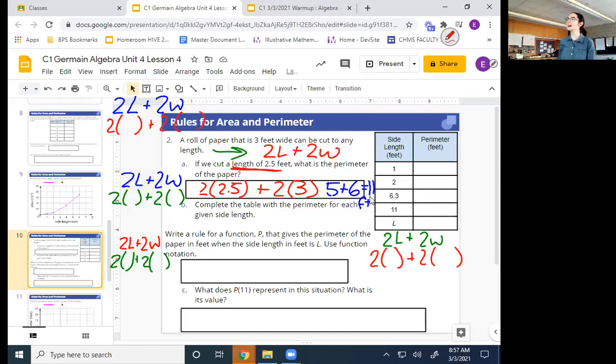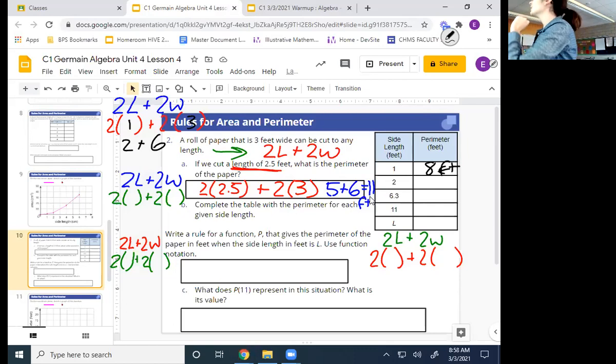Okay, let's do this guy together. I'm going to go through these a little bit quicker than I would have. So we have 2 times our length. In this one, our length is 1, plus 2 times our width, which is always going to be 3. So 2 plus 6 is going to get us a perimeter of 8 feet.